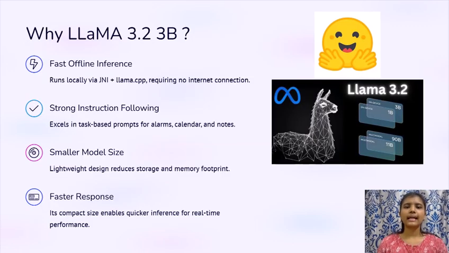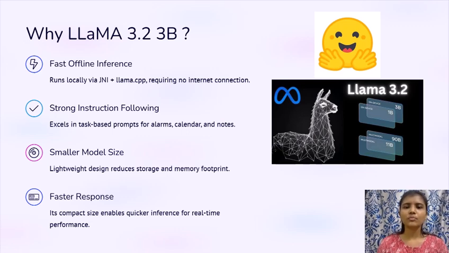Finally, we chose Llama 3.2 3B because it offers the right balance between performance and efficiency for mobile devices. One of the main advantages is that it supports fast offline inference. The model runs directly on the device using llama.cpp and JNI with no need for an internet connection.